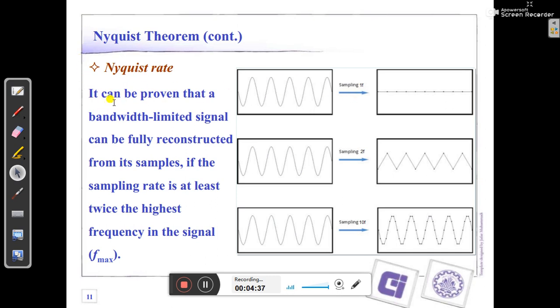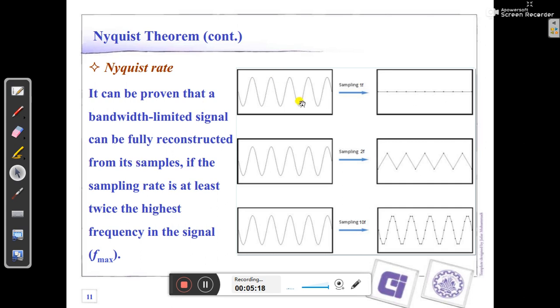Here you can see it can be proven that a bandwidth-limited signal can be fully reconstructed from its samples if the sample rate is at least twice the highest frequency in the signal. So what it is saying is, if you sample at a rate which is twice the highest frequency in the signal, then you can fully reconstruct the original signal.